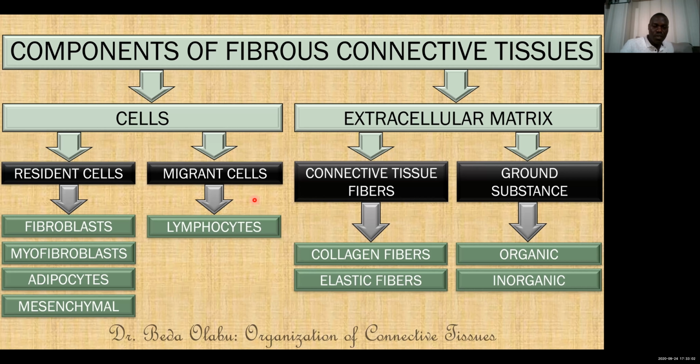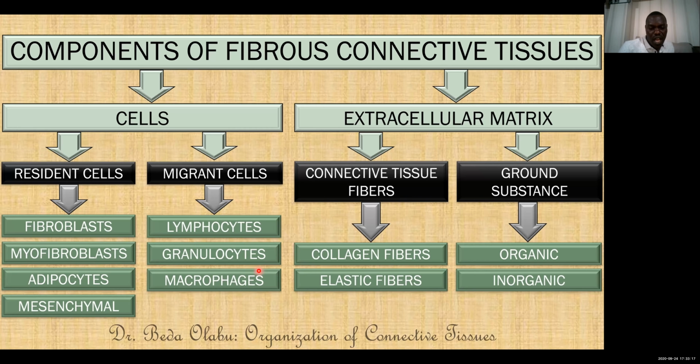We have several categories. For today, we'll just list the categories without going into the details. We have lymphocytes, granulocytes, and macrophages. I want to talk about the macrophages. Macrophages are immune cells that engulf infections, break them down, and then present them to lymphocytes.